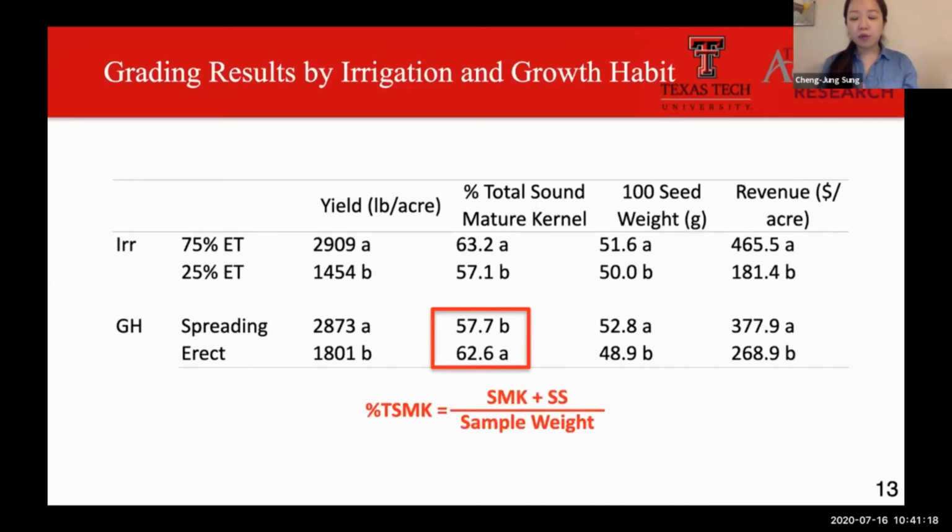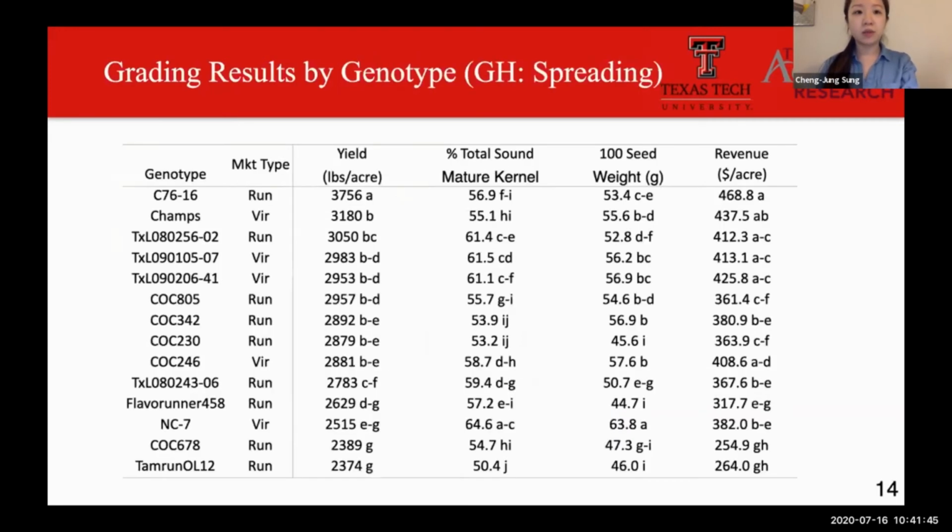If we look at how we calculate the percent TSMK, we can consider that the possible reason is that most of the erect types have a shorter growing season, so they can have more mature seeds, which means they can have a higher percentage of SMK compared to the spreading type. So this might be the reason.